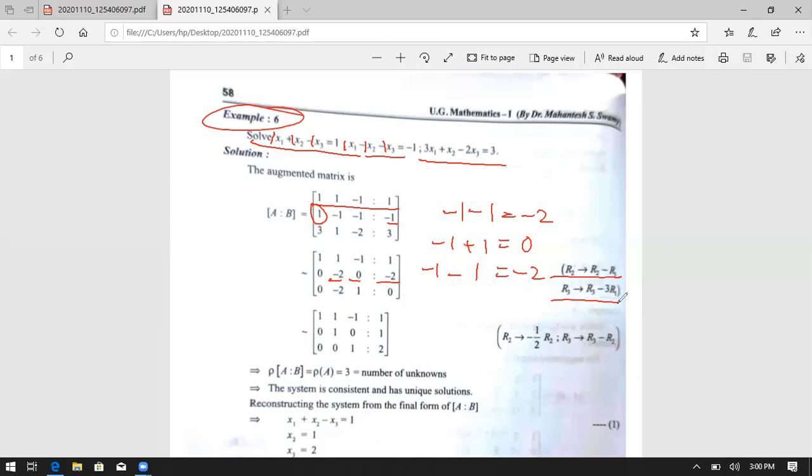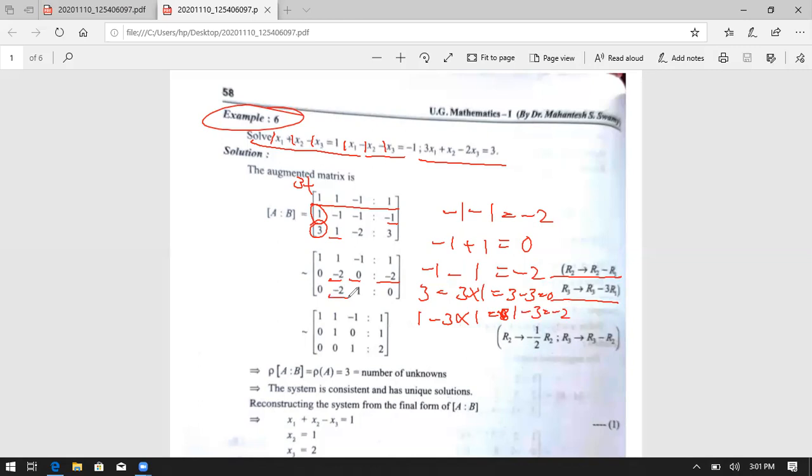R3 equals R3 minus 3R1. Why? Because here 3 is there, so multiply the first row by 3. 3 minus 3 into R1, and R1 is 1, so 3 minus 3 is 0. Next the second element: 1 minus 3 into R1, which is also 1, so 1 minus 3 is minus 2. I write here minus 2.